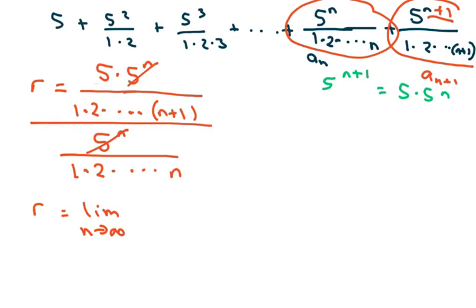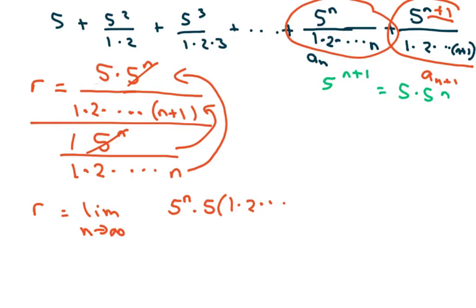And I'm going to simplify this. So I'm bringing this up here and this here. This would be 1. And you're going to get 5 to the nth times 5 times 1 times 2 times dot dot dot times n over 5 to the n, and then we're multiplying it by this. We already canceled out that, but I went ahead and wrote it down. So 5 to the n times 1 times 2 times dot dot dot times n plus 1.